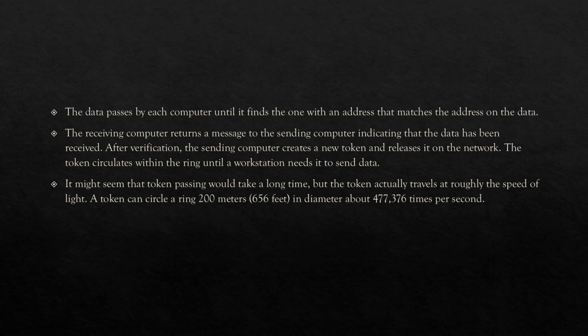It might seem that the token passing would take a long time, but on the contrary, a token can circle a ring 200 meters in diameter about 477,376 times per second. That is pretty fast.